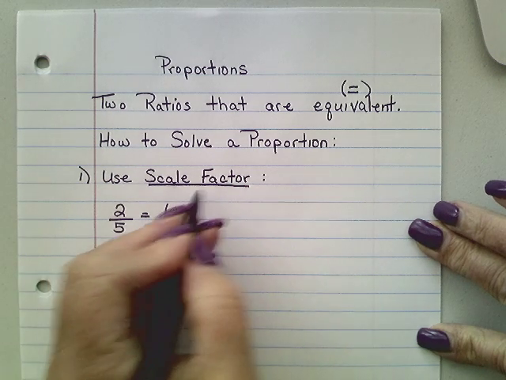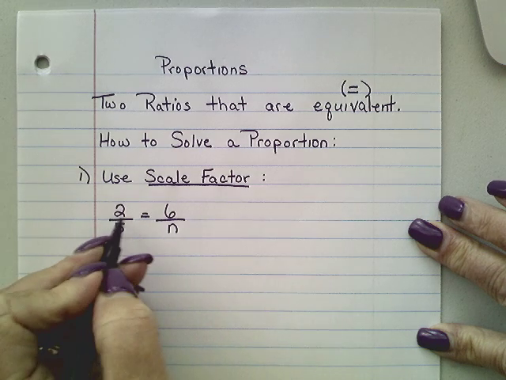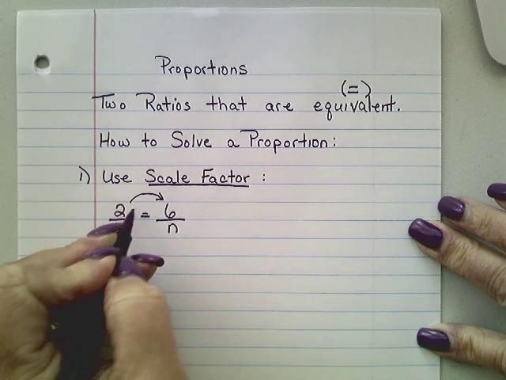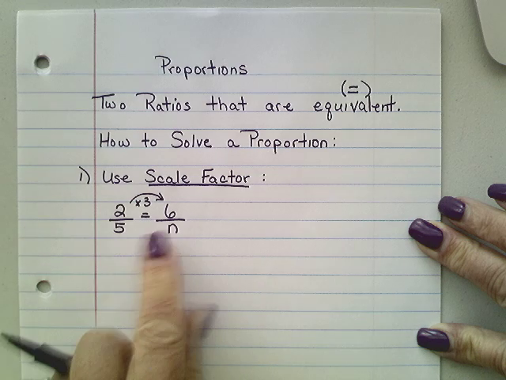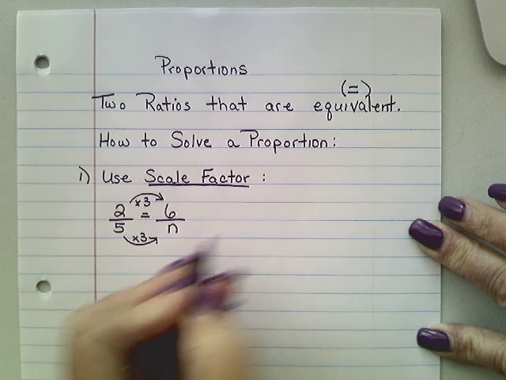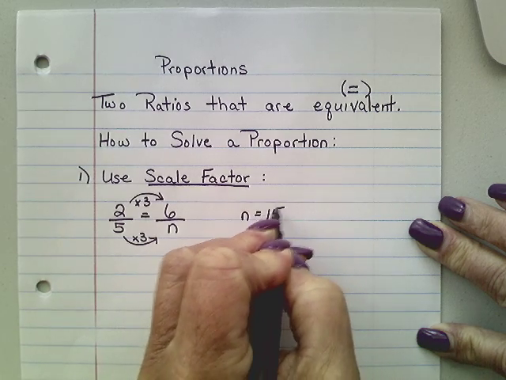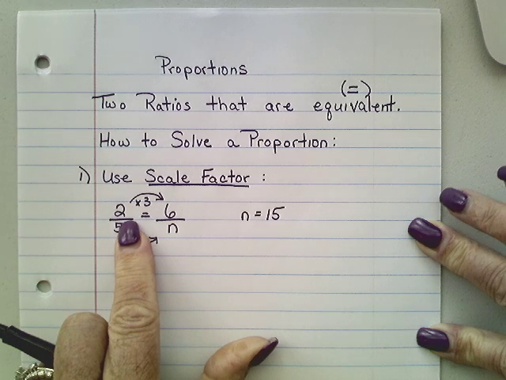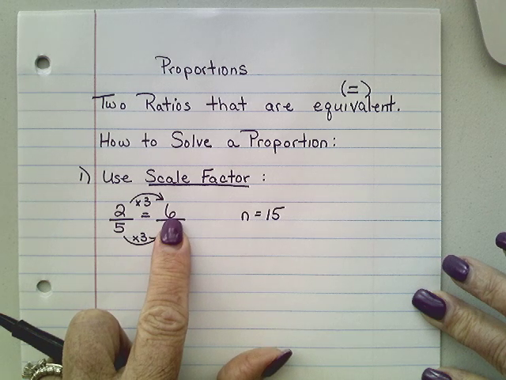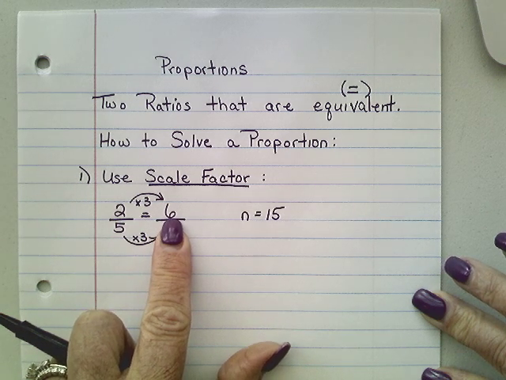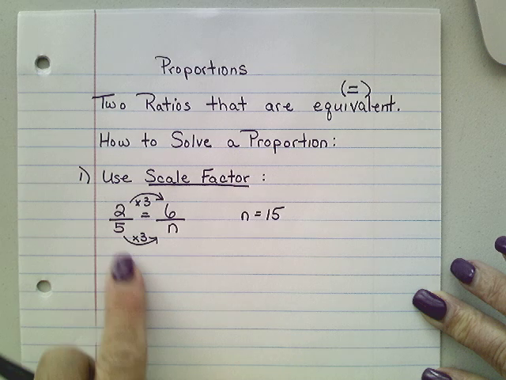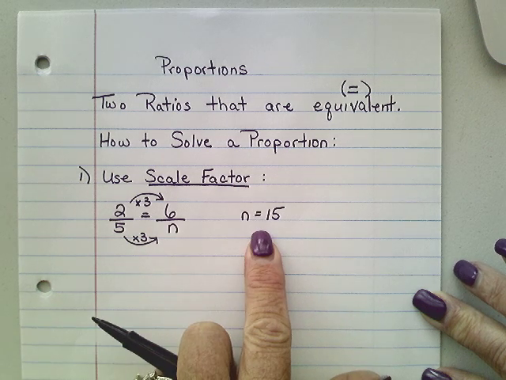So if I wanted to use a scale factor here, I can look at my numbers that I have across from each other. So I have 2 and 6. So I know that I can multiply by 3 to get 6. Therefore, I can multiply by 3, and n is going to equal 15. So look to see if you can multiply a whole number times the ratio in order to get the next value. So I can take 2 times 3 and I can get 6. So therefore 5 times 3 has to equal 15.